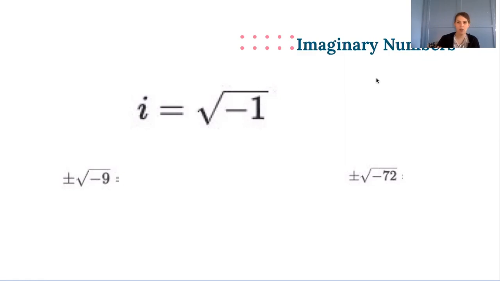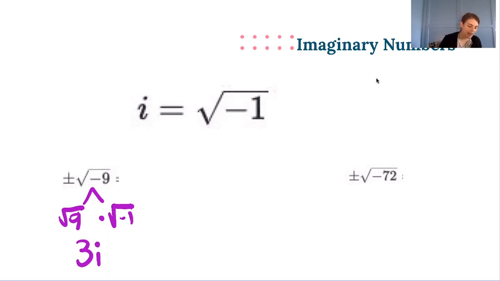So look at this first one, the square root of -9. I can write that as the square root of 9 times the square root of -1. That's just like a rule that I'm allowed to do with radicals. When I do that, what I end up getting is an answer. The square root of 9 is 3. The square root of -1 is i. So the answer is plus or minus 3i.